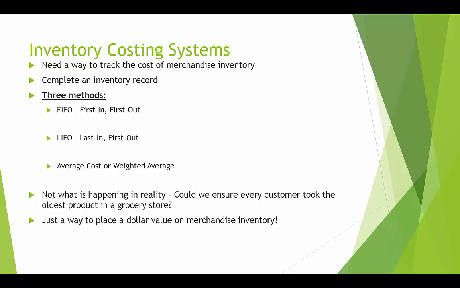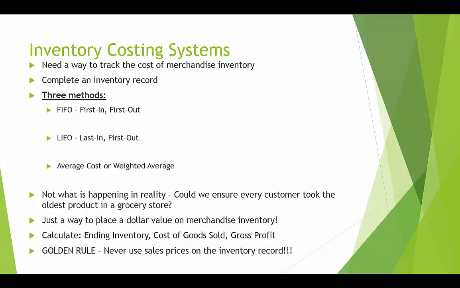Now, they're going to ask us to calculate a couple things: the value of ending inventory, the value of our cost of goods sold, and then our gross profit as well, if they give us the information. The one thing we have to caution ourselves about is that we don't want to violate the golden rule, and that is we never want to use sales prices on the inventory record. Always think to yourself, the only thing we want on the inventory record is our cost basis. So no sales prices on the inventory record itself.